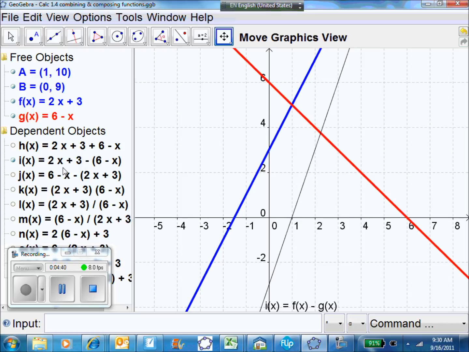All right. Now let's go on to, so that was subtraction. Now we're going to go to, what if we subtract the other way? This was f of x minus g of x created this. What's going to happen if we do g of x minus f of x? It'll look like that. So you're predicting coming down.